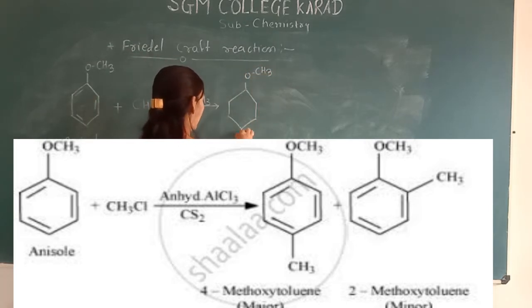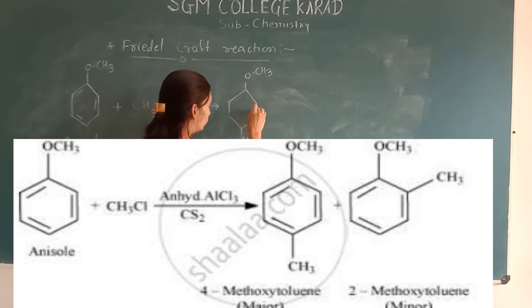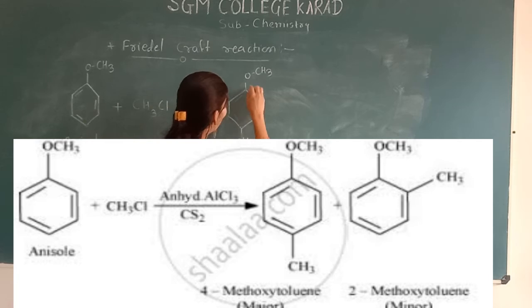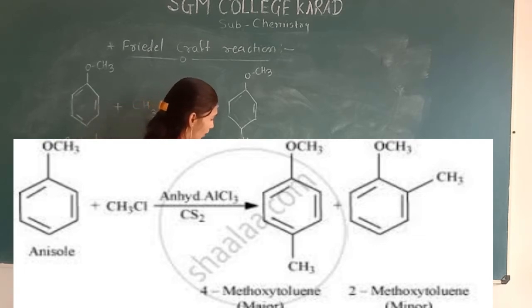OCH3. First will be the para. At the para position, the CH3 is attaching. So we write the places 1, 2, 3. At the fourth place, this CH3 is attaching. Here we write 4-methoxytoluene.